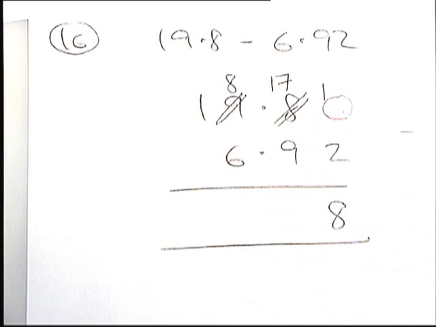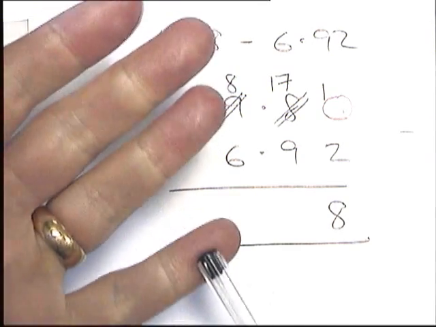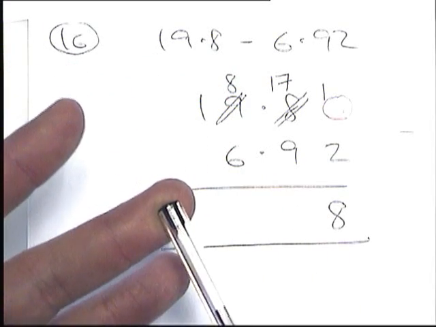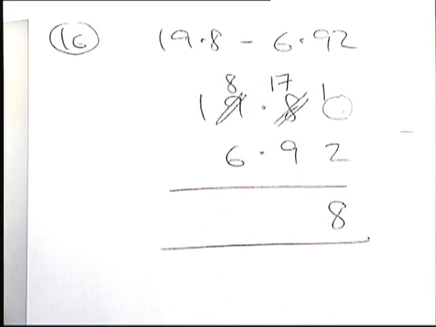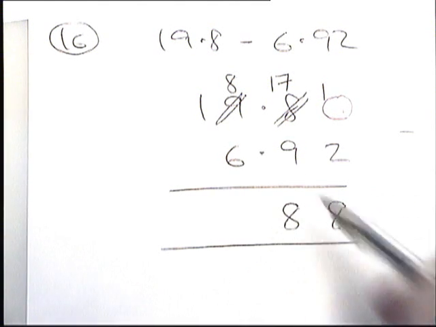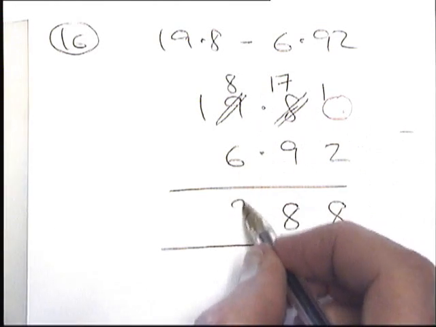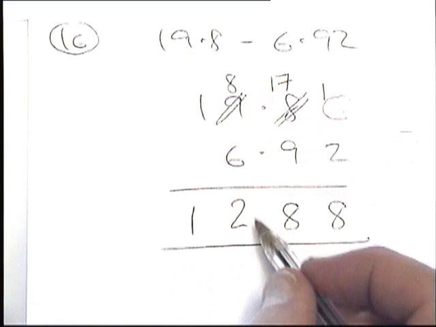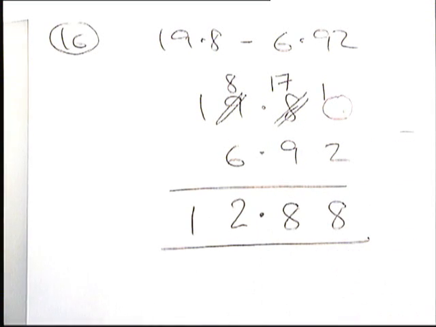Now if you find something like that difficult, 17 take away 9, count up from 9 until you get to 17. Don't count the 9 itself. Count as in 10, 11, 12, 13, 14, 15, 16, 17. That was 8 numbers I counted up from 10 up to 17. That will go here. 8 take away 6 is 2. And 1 take away nothing is 1. And because I had decimal points here, I've got to have decimal points here as well. My answer for that one then is 12.88.